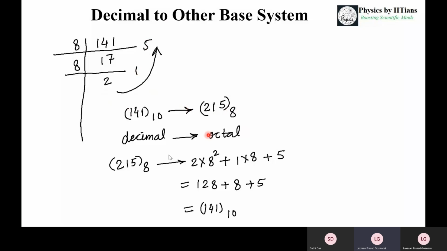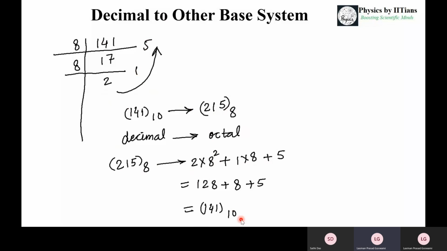We can recheck this by converting the octal number into its decimal equivalent, by computing 2 into 8 to the power 2, plus 1 into 8, plus 5 into 8 to the power 0. So this will give you 141 in decimal.